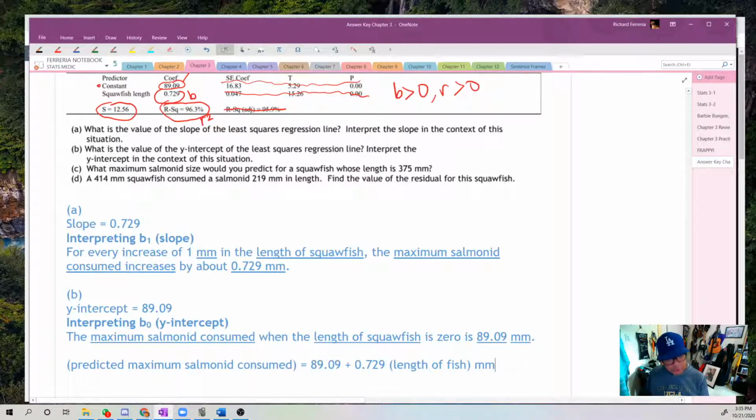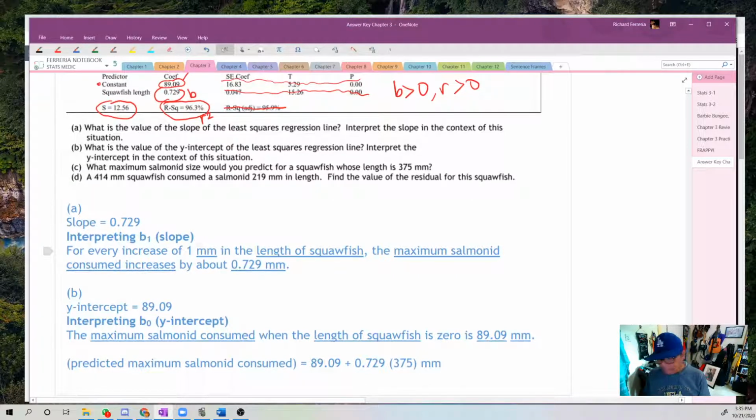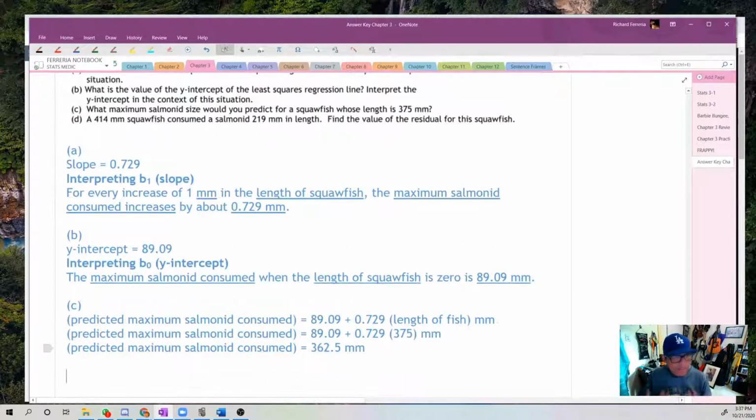Next, substitute the value for how long that fish is. We have a fish that is 375 millimeters long. And lastly, do some mathematics. So that gives us a predicted maximum salmonid consumed of 362.5 millimeters.